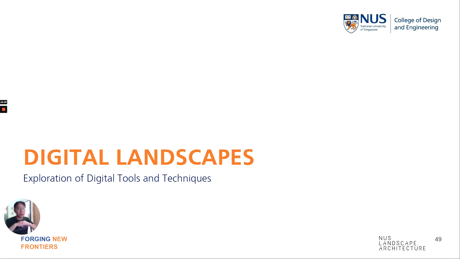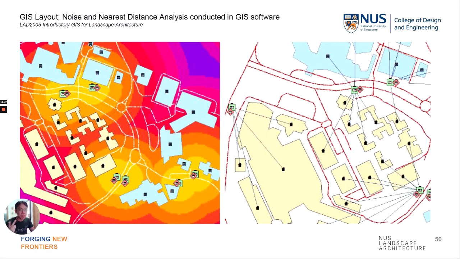So like I mentioned, we explore a lot of digital tools and techniques. We try to expose our students to that. And there are 2 main kinds of tools and techniques that we look at. The first, like I mentioned in another video, is mapping. Mapping is extremely crucial, a method that we have as landscape architects.